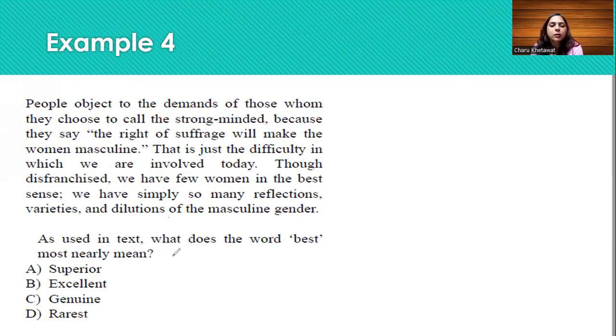As used in the text, what does the word "best" most nearly mean? So where we have "best," let's scan the word. Here I notice "best." Let's read it. So you can read from the middle also. You can refer to this context itself, or if you want, you can refer to the previous one, because the hint will be there in the similar sentence or one sentence above, one sentence below.